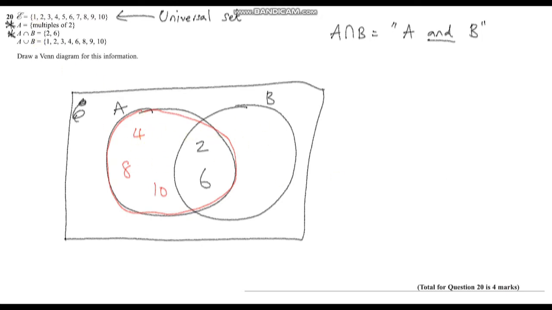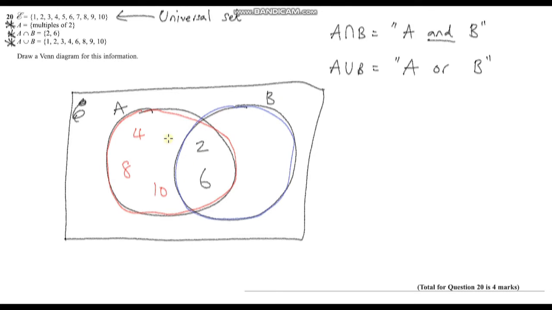Now let's focus on set B. So set B is this here. Now up here, let's just asterisk this. So this is A union B. So A union B. And what that means is everything in set A or set B. So either one of them. So A union B will just be everything in the circles.